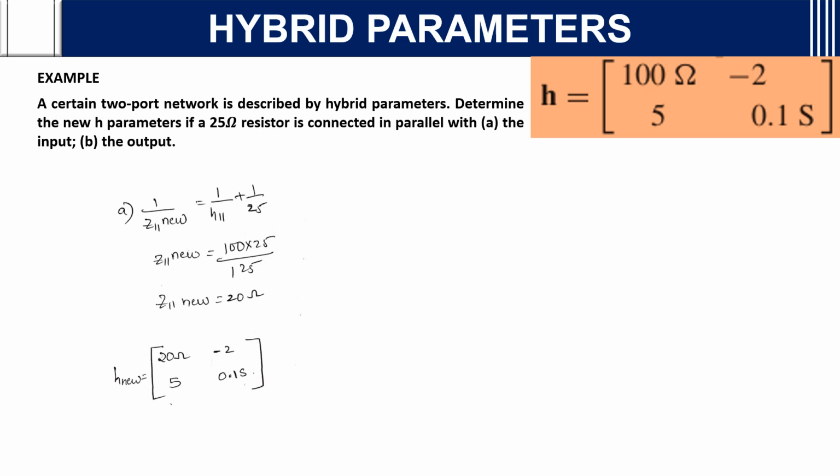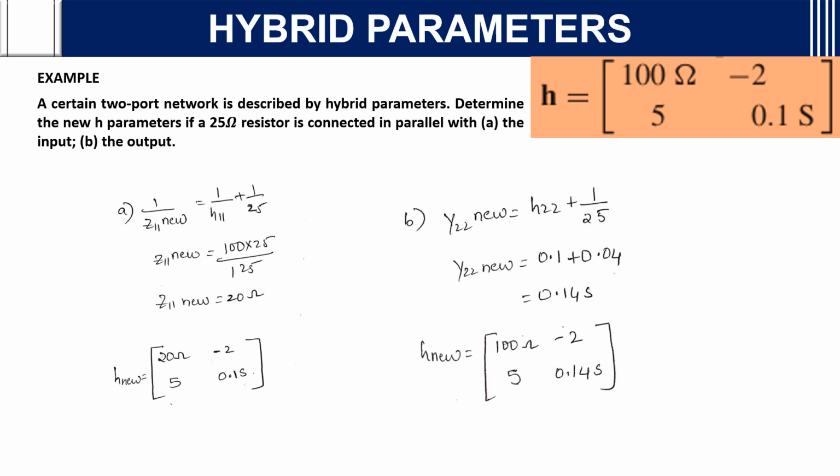Now you have the new H parameter when the input has a parallel of 25 ohms: 20 minus 2 5 0. These other three parameters are the same, only the 20 got changed. For the other new H parameter, we need to connect a 25 ohm resistor on the output side and find H22. For that, how to do?